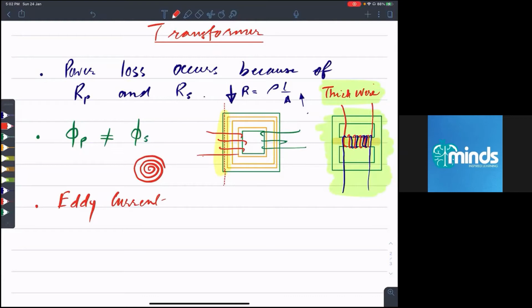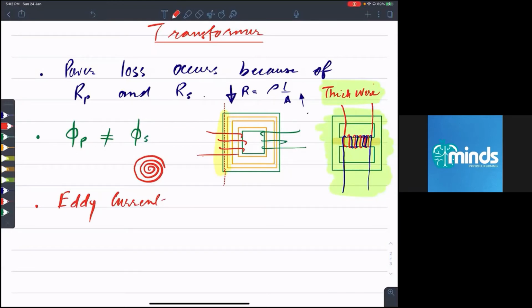And current is basically energy. So this energy is a part of the input energy. It means that some input energy is wasted in the form of eddy current, because when current passes through the core, it will heat up and dissipate energy. So that energy is a part of the input energy. All the input energy is not going to the output energy. Some part is wasted in the form of eddy current.